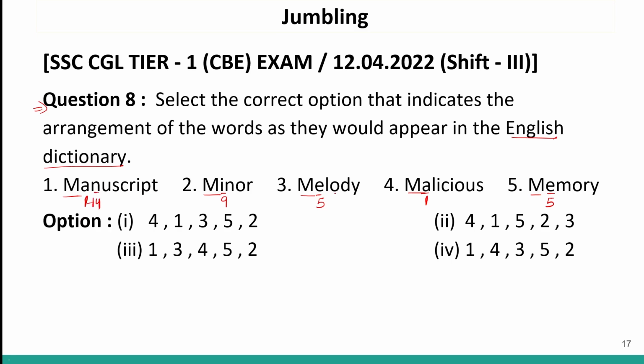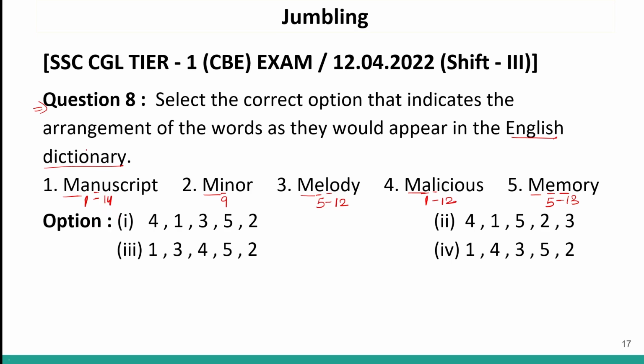Over here, in melody and memory, we will move after E. So in melody, after E, we have L, which is 12. And here we have M, which is 13. Clear? Then in malicious and manuscript, after A we have N, which is 14, and after A we have L, which is 12. Clear?